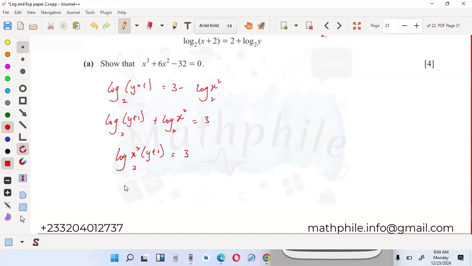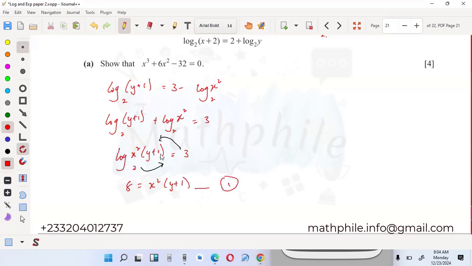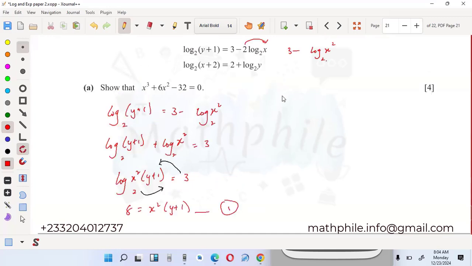2 raised to the power 3 is equal to x squared y plus 1. 2 raised to the power 3 is 8. So 8 is equal to x squared y plus 1. Let's call this one equation 1. Do you get that? Then we take the other parts of the equation and work with.